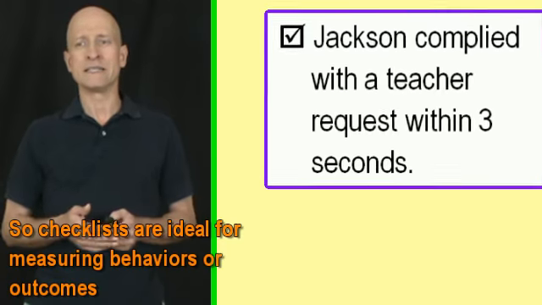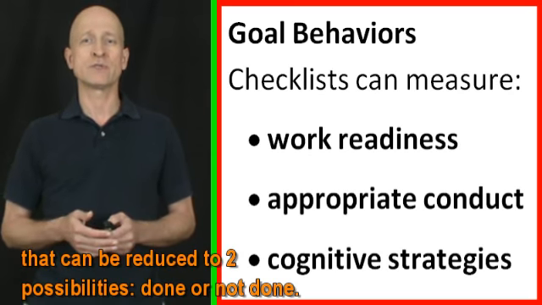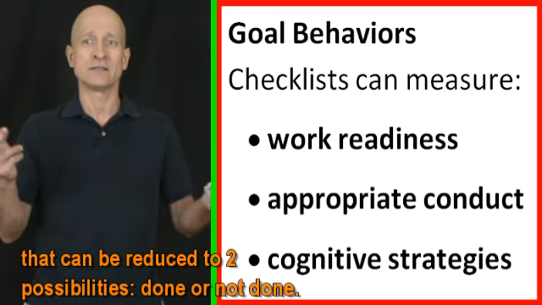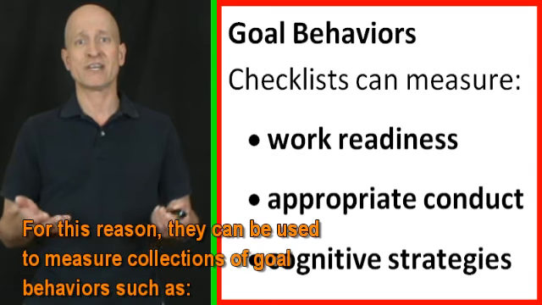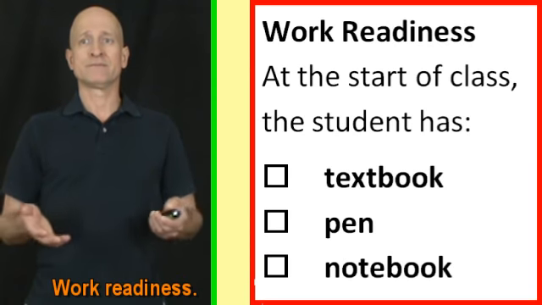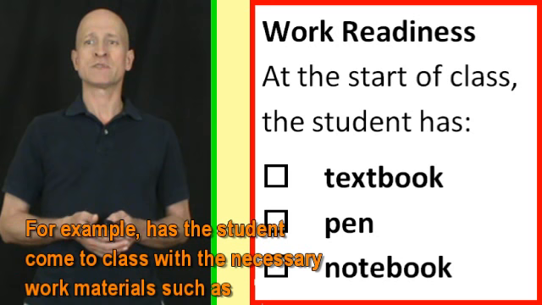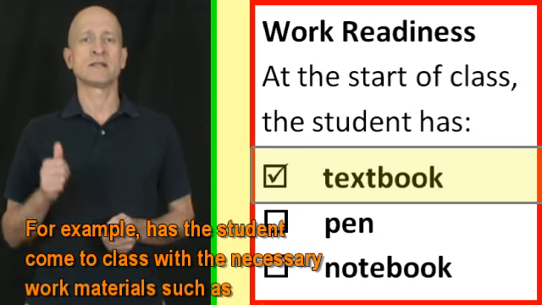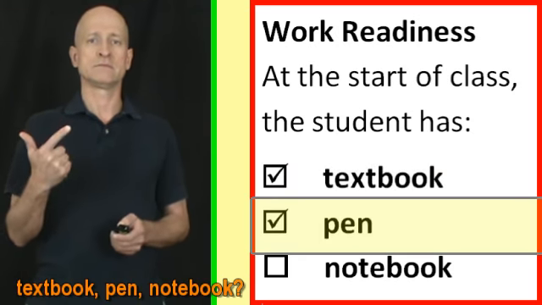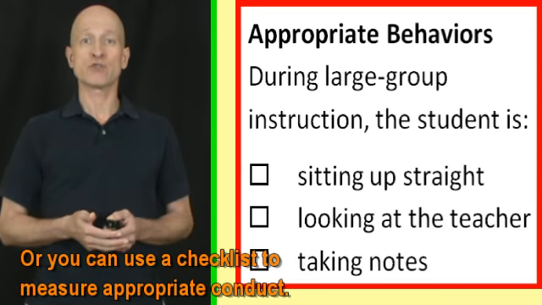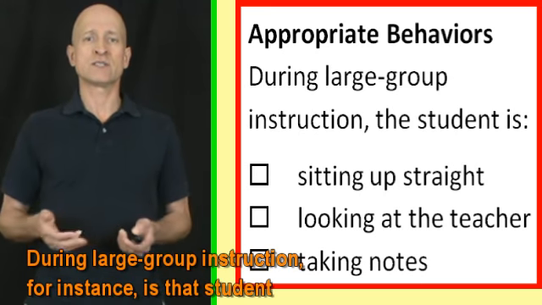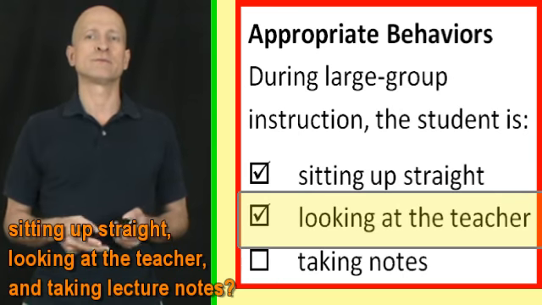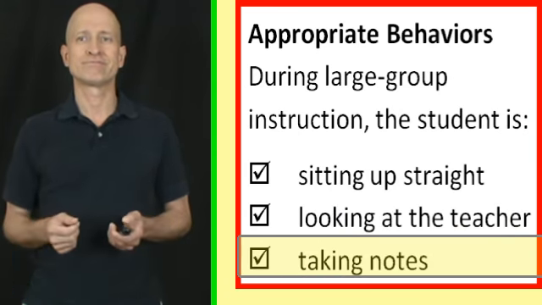So checklists are really ideal for measuring behaviors or outcomes that can be reduced to two possibilities, done or not done. For this reason, they can be used to measure collections of goal behaviors, such as work readiness. For example, has that student come to class with the necessary work materials, such as textbook, pen, notebook? Or you can use a checklist to measure appropriate conduct. During large group instruction, for instance, is that student sitting up straight, looking at the teacher, and taking lecture notes?